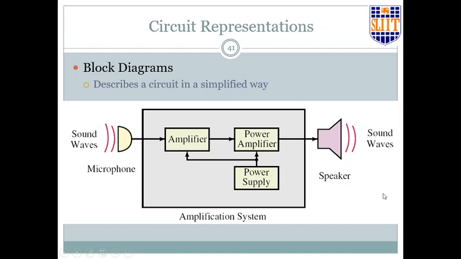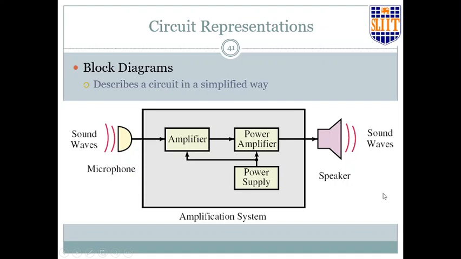But if I give you this diagram and ask you to build this circuit, will you be able to? Unless you are given the amplifier block, the power amplifier block and the power supply block, you won't be able to do anything. If I give you a set of components, resistors, transistors, capacitors and so on, and ask you to build this circuit, will you be able to? No.